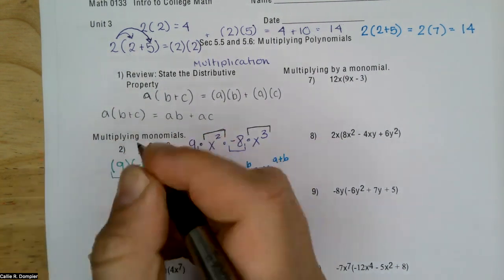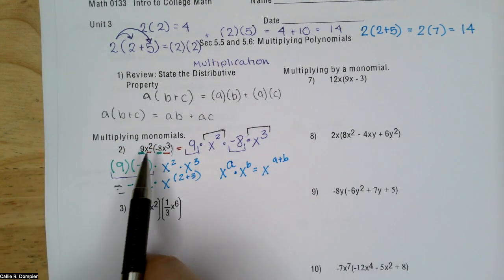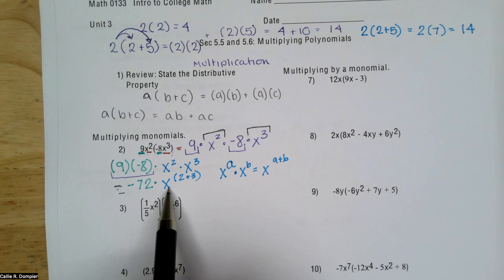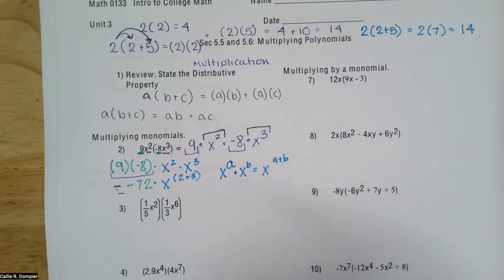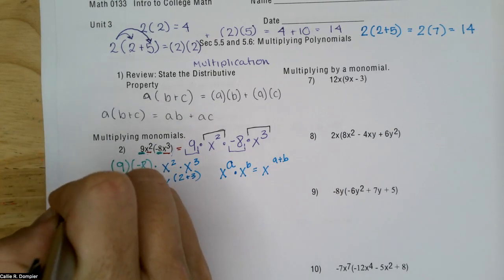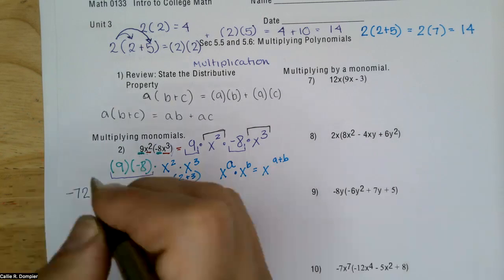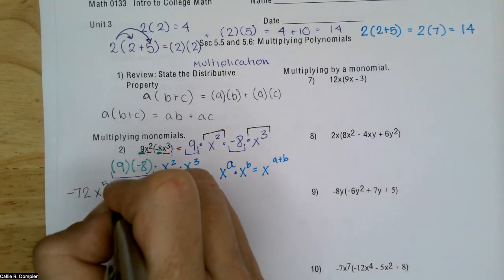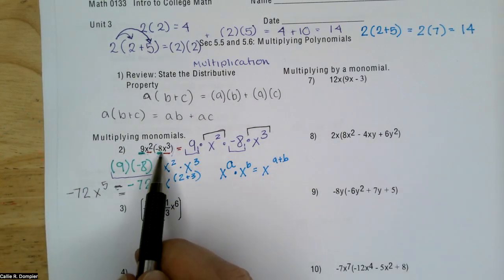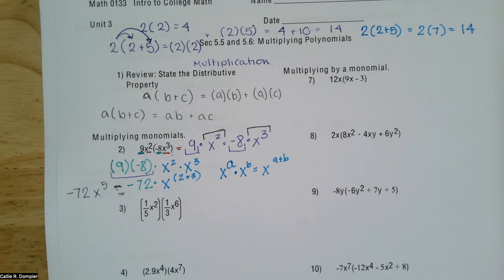So our final answer, the most simplified form, right? We're multiplying it, but we're just simplifying it because we're still going to have the variables. We're just giving it a different form, instead of 2 monomials, it's going to be 1 monomial. Negative 72, x, 2 and 3 is 5 to the 5th, right? 9 times -8 is -72. X squared times x cubed is x to the 5th.